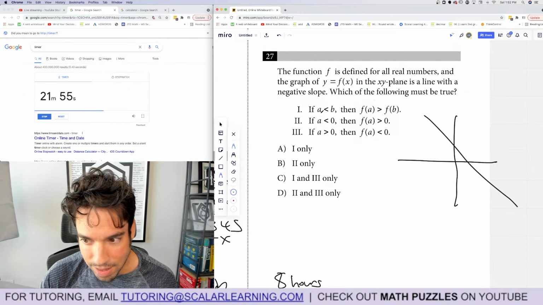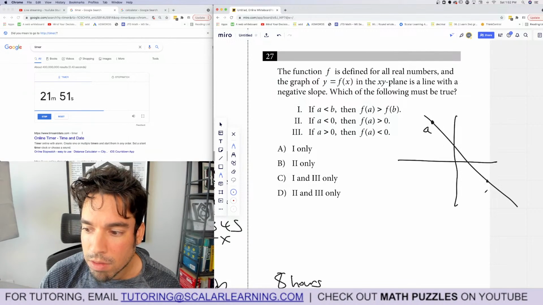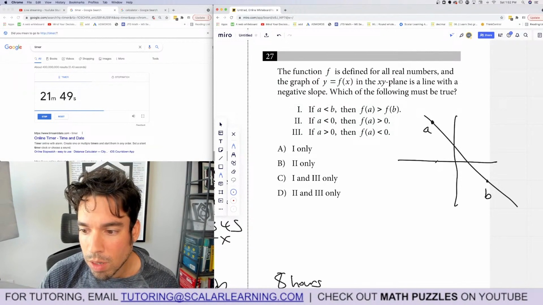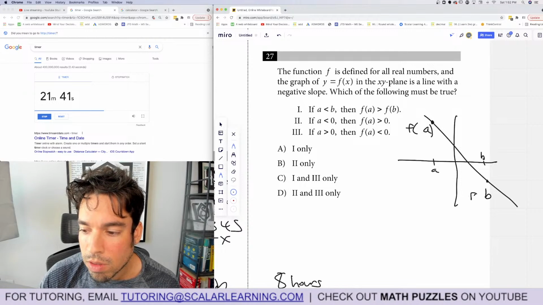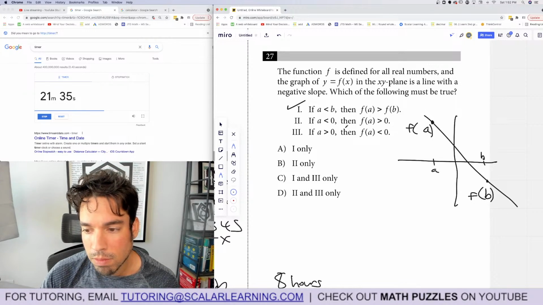If a is less than b, a is to the left of b, so those are the x values, right? Then f of a, the function value, is greater than f of b. That is correct. No matter how you dice it, if you have a negative slope, it's going to look like that.